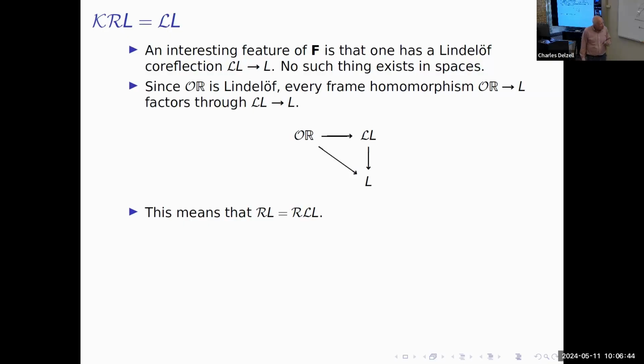But it does mean that from the point of view of W, we cannot distinguish between L and its Lindelöf co-reflection. Because you see, O of R, that is the topology of the reals, is certainly Lindelöf, and therefore any arrow from that into L lifts to an arrow into the Lindelöf co-reflection. And so, in fact, R of L is the same as R of the co-reflection of L.